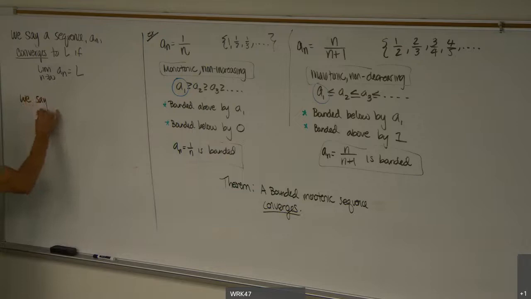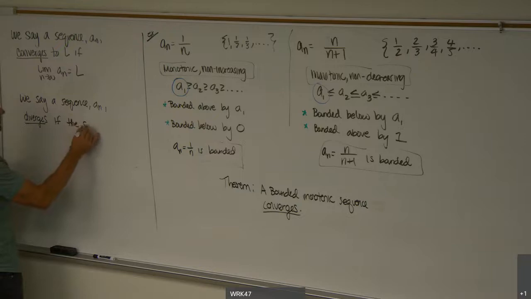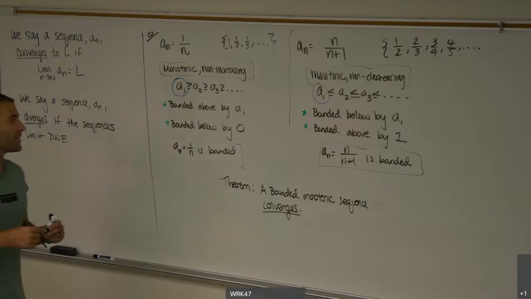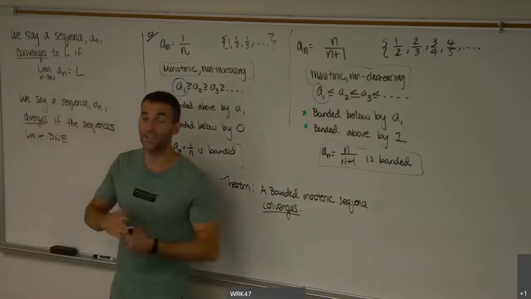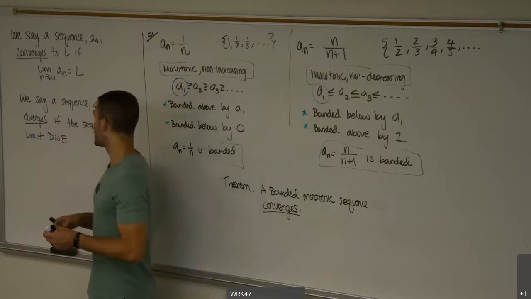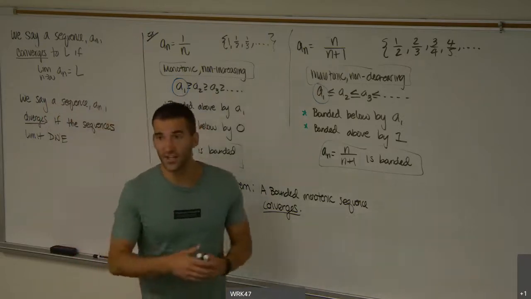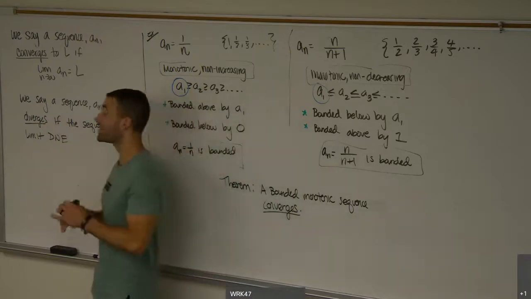We say a sequence A sub n, the other term we're going to use is what we call diverges, if the sequence's limit does not exist. Does not exist does not mean it has to blow up. It could blow up to infinity, or it could just not exist, right? It doesn't approach anything specific. Okay, so we say the sequence diverges if it doesn't approach anything. There is no value that we're approaching. We say it converges if it does approach something.